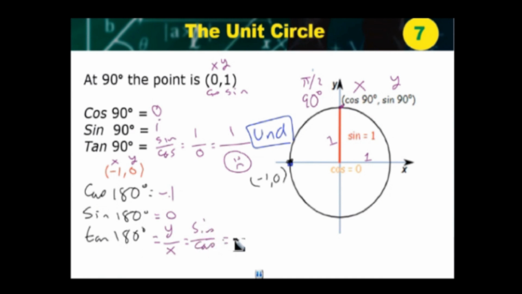Which in this case, sine is 0, divided by 1. I'm okay with that. 0 at the top is fine. There's nothing wrong with that, because it's going to give you 0 as a value. 0 as a value is definitely a good thing. It's not a bad thing. Okay. 0 is good.